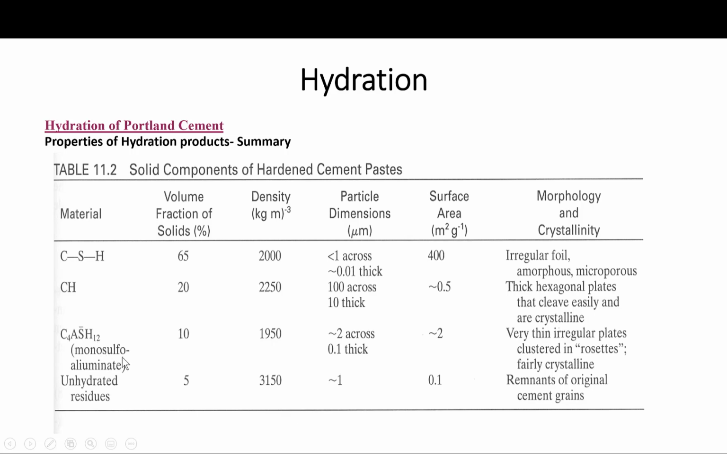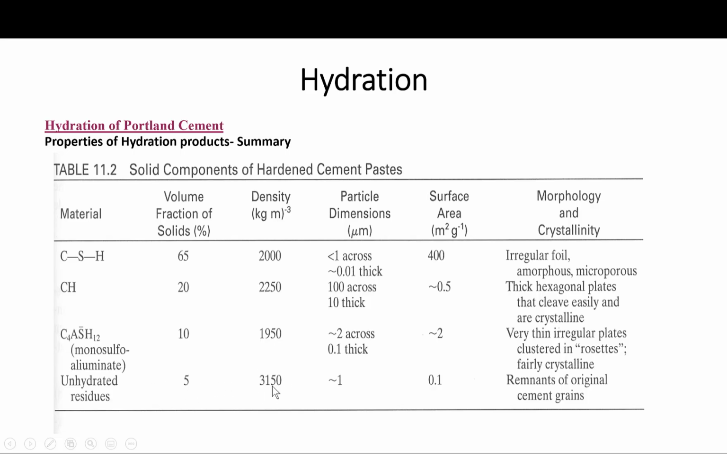The monosulfate aluminate phase, about 10% of the solid volume. Density 1950 kilograms per cubic meter. Dimensions, roughly 2 micrometers across, 0.1 micrometer thick. Surface area very low as well. Its morphology and crystallinity: very thin, irregular plates clustered in rosettes, as I have shown in the previous slide. Fairly crystalline also. Unhydrated residues about 5%.